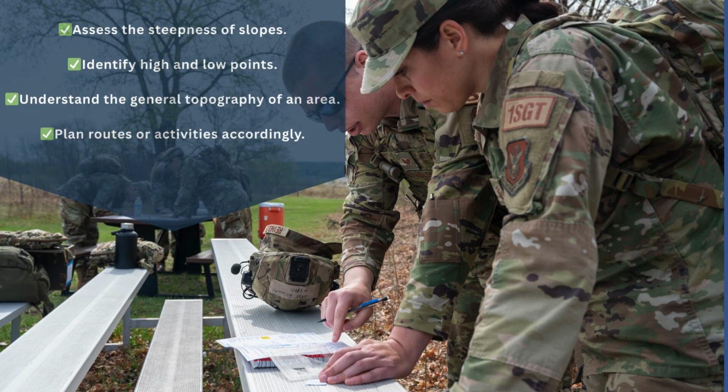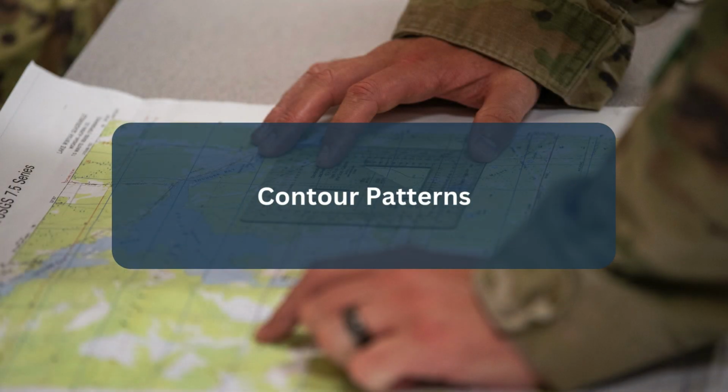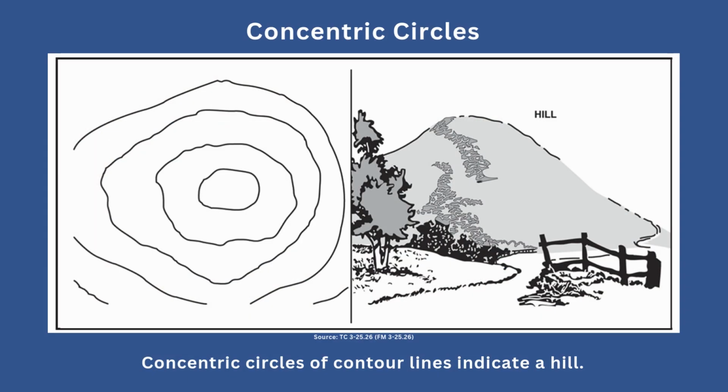Now that we understand contour intervals, let's take a closer look at how the shape and spacing of contour lines reveal specific terrain features. When reading a topographic map, contour lines reveal the shape and steepness of the terrain. Let's break down what different contour patterns tell us. First, concentric circles of contour lines indicate a hill, with each ring representing an increase in elevation as you move inward. The inside of the smallest closed circle is the hilltop.